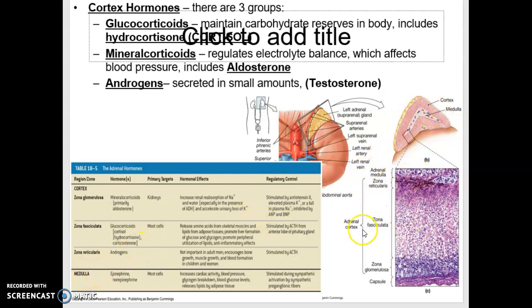All right, well, the medulla, the very inside of the adrenal gland, is where we have our epinephrine and norepinephrine. So that's actually going to take neural stimulation, as we mentioned earlier.